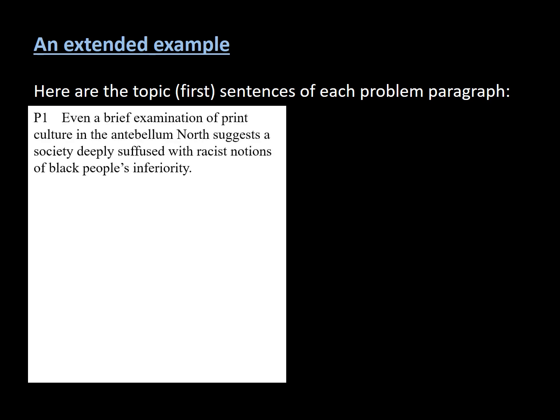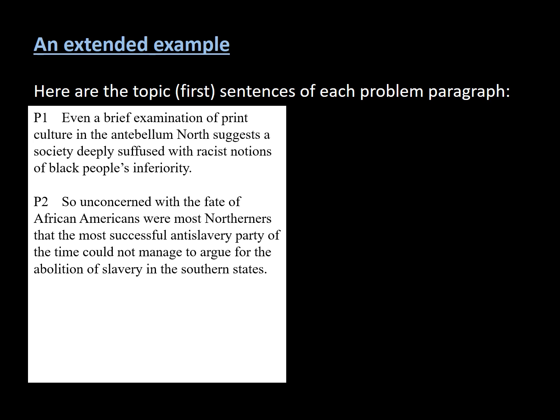So, this is what our problem paragraphs might look like. Remember, we have those 3 points at the beginning of the thesis. So this is what the topic sentences might look like. We do our introduction, then our first problem paragraph would begin with this. Even a brief examination of print culture in the antebellum North suggests a society deeply suffused with racist notions of black people's inferiority, right? So remember our first premise of our problem was this notion that there was widespread racism throughout the North. It wasn't like the North was a land filled with abolitionists who wanted slavery dead. So this is going to be our first paragraph.